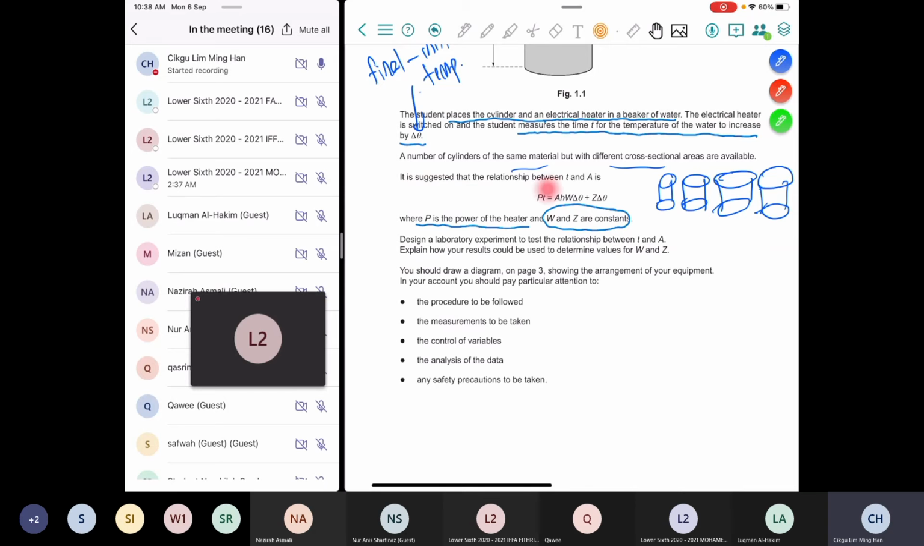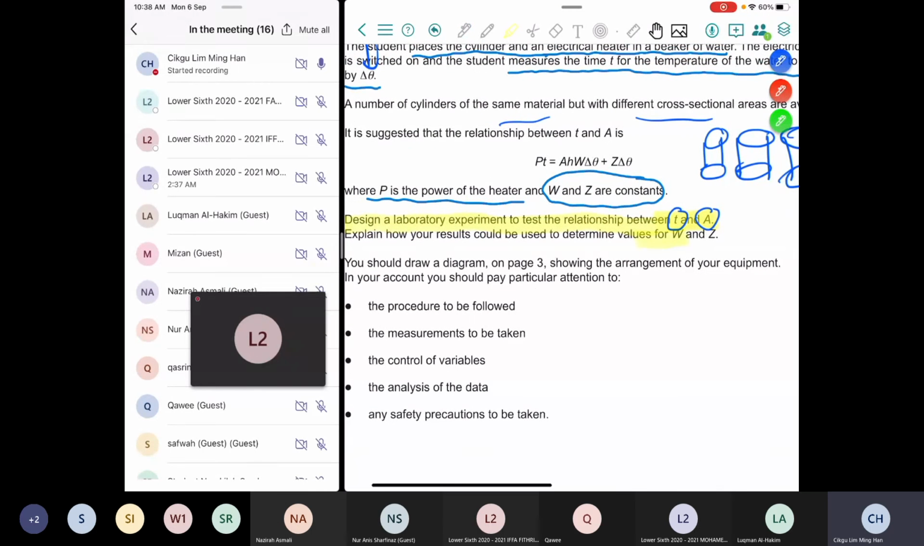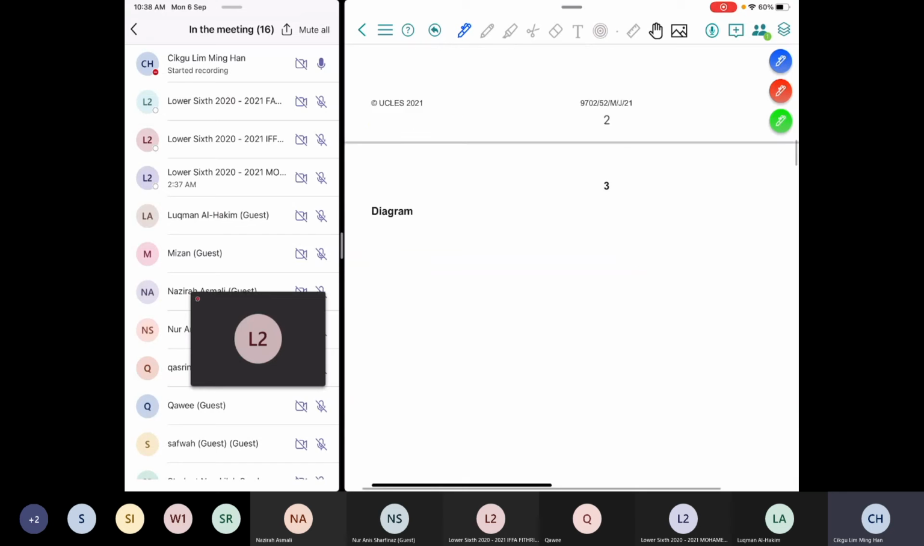Available in this experiment, it is suggested that T is given by the following relationship, where P is the power, and W and Z are constants. So here is the keyword: design a laboratory experiment to test the relationship between T and A. These are the variables you want to find out, T and A. And of course you have the constants. This constant W and Z you can ignore first.